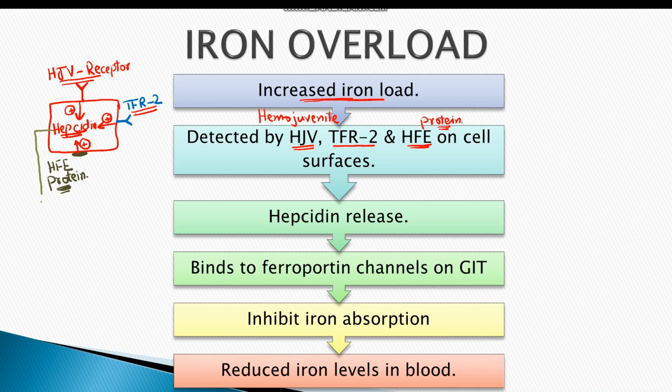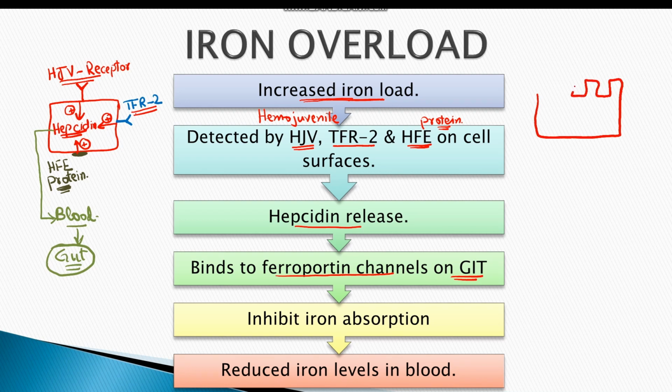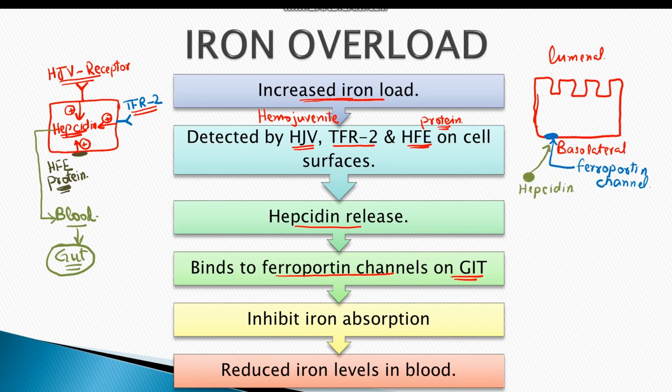This hepcidin is released from the cells into the blood and transported to the gut. So this hepcidin released from the hepatocytes binds to ferroportin channels in the GIT enterocytes. Let's say this here is an enterocyte, this is the luminal surface, and this is the basolateral surface. The ferroportin channels are present on the basolateral surface of the enterocytes. This here is a ferroportin channel. So the hepcidin binds the ferroportin channel, and as a result there is internalization of the ferroportin channels. Therefore, there is decreased iron absorption into the blood, thereby maintaining the appropriate iron levels in the blood. So what happens in case of hemochromatosis?